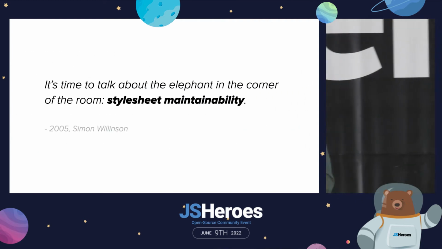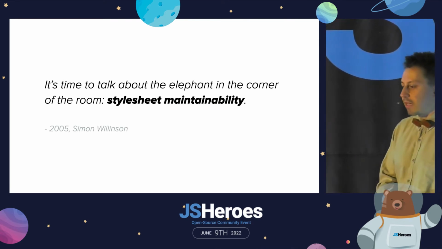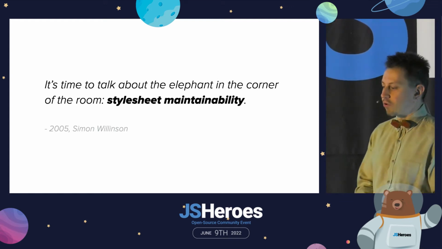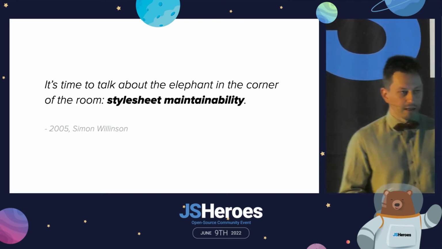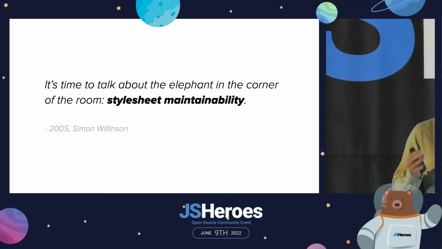And this is not new. This was clearly stated back in 2005 by Simon Willison on his blog, when he stated that it's time to talk about the elephant in the corner of the room, style sheet maintainability. And keep in mind, this was in 2005. CSS wasn't even widely used at that point.